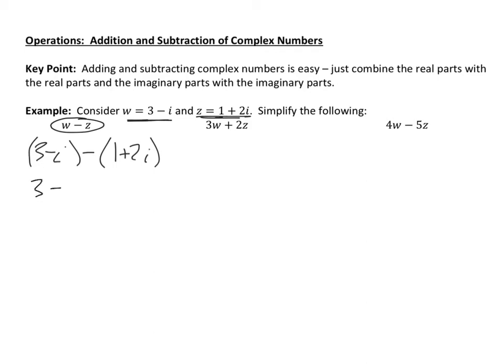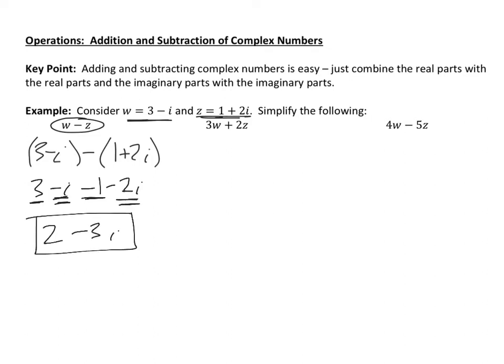So when we do this, 3 minus i minus 1 minus 2i, and then it's just a matter of combining like terms. 3 minus 1 gets me 2, negative i minus 2i gets me minus 3i. Yay, we did it. So I'd encourage you now, pause the video, make sure that you can work through these other 2 examples on your own, and I'll work through the answers here in just a moment.